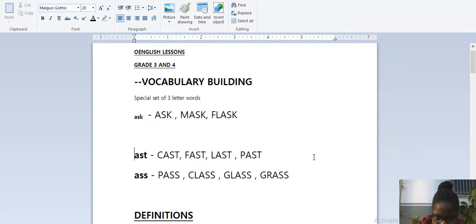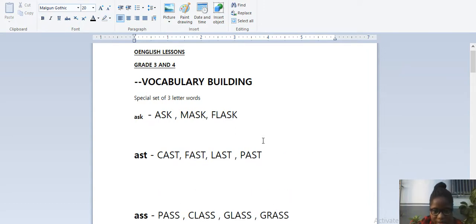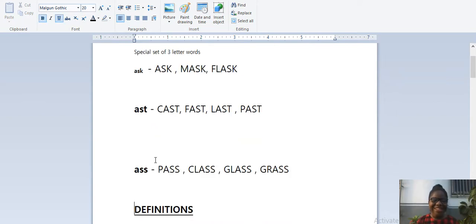Okay, I was trying to make this. There we go. Okay, so we have the next set, which is AST. So we have cast, we have fast, we have last, and we have past. Cast, fast, last, past. Don't try saying that fast. God only knows what you end up saying. Cast, fast, last, past. Okay, that's enough. Sorry. So let's move on.